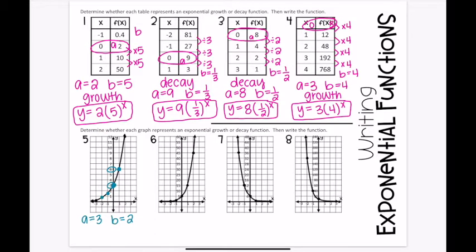Now I can tell that this is definitely a growth function because as I trace this from left to right, that is going up and that forms kind of a J shape. So this is definitely growth. And we want to write the equation for this graph. Since we found a and b, all we have to do is write y equals, a was 3, our base is 2, raised to the power x.